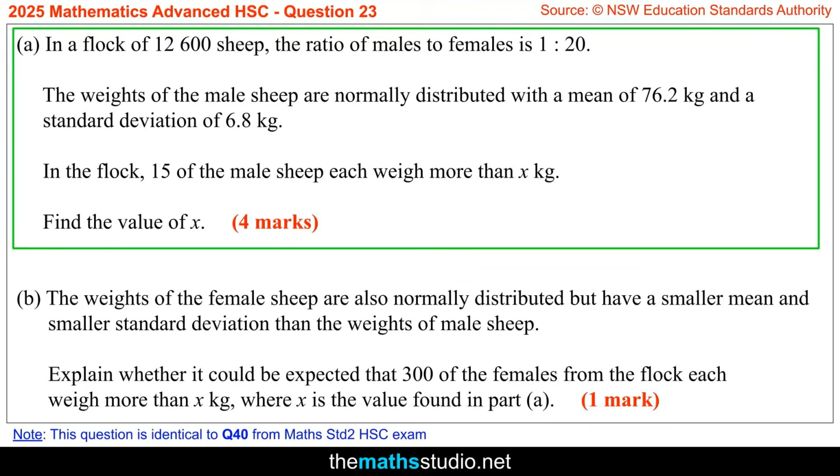Question 23, Part A. In a flock of 12,600 sheep, the ratio of males to females is 1 to 20. The weights of the male sheep are normally distributed with a mean of 76.2 kilograms and a standard deviation of 6.8 kilograms. In the flock, 15 of the male sheep each weigh more than X kilograms. Find the value of X.